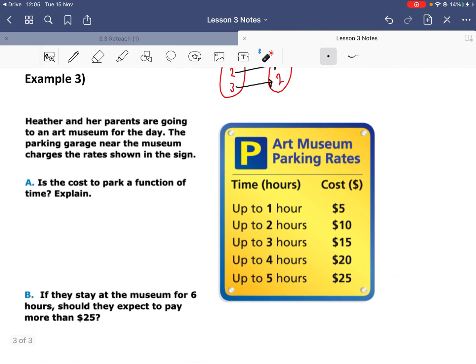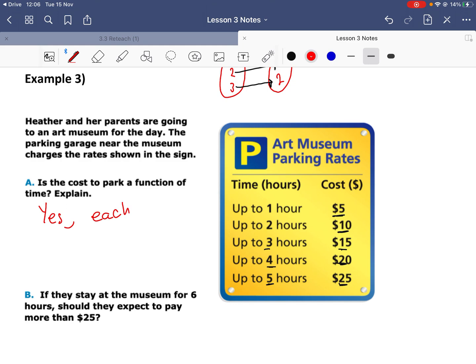All right, so Heather and her parents are going to an art museum for the day. The parking garage near the museum charges the rate shown in the sign. Is the cost to park a function of time? Explain. So we can see that 1 hour is $5, 2 hours is $10, 3 hours is $15, 4 hours is $20, 5 hours is $25. Is this a function? Yes.